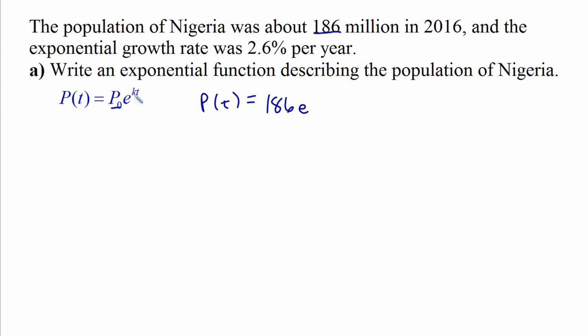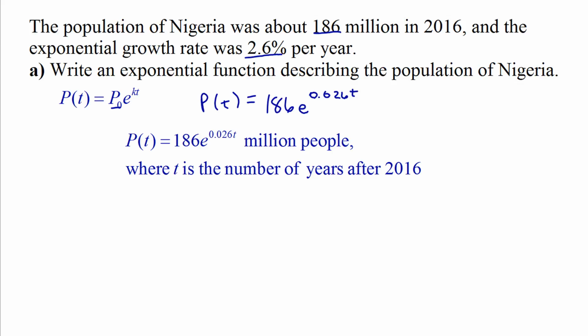Well, k is the growth rate, written as a decimal. So since the growth rate was 2.6% per year, we'll put 0.026 in for k and multiply that by t. This gives us the model P of t is equal to 186 e to the 0.026t, where P is millions of people, and t is the number of years after 2016.